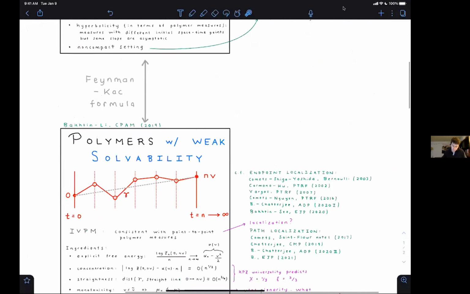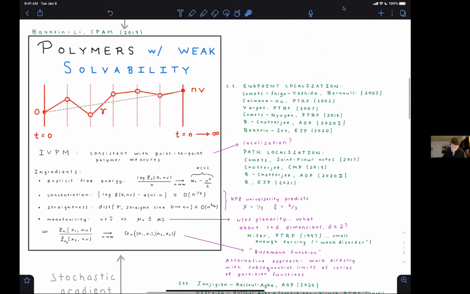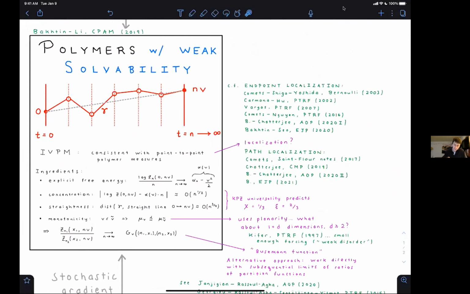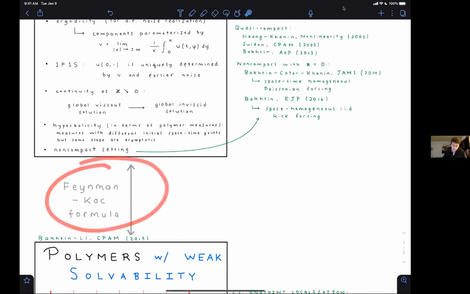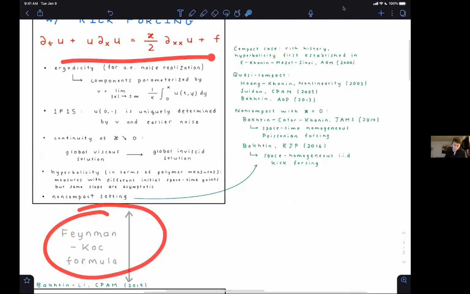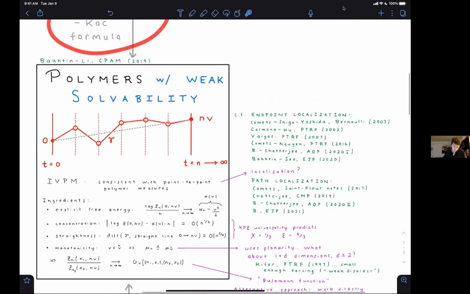All right, so now let me transition to this polymer picture. Again, just as a review, the Feynman-Kac formula is the way that you relate this Burgers equation with this kick forcing ultimately down to a polymer Gibbs measure.